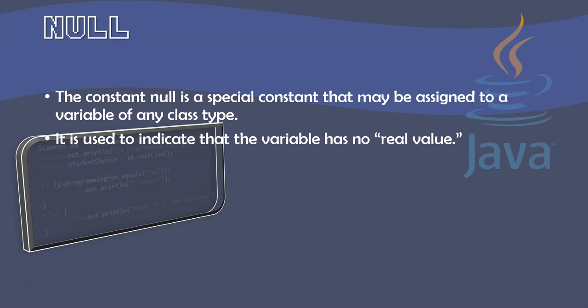Null is simply a way for us to indicate in our code that a variable has no real value. There's nothing assigned to it. It doesn't mean that it's zero or that it has nothing really. It just has nothing in it. So we don't have, for example, any strings or integers or other class types assigned to it.